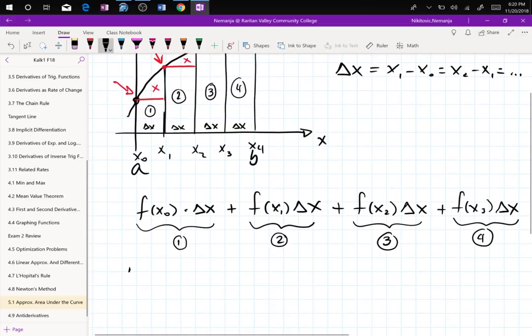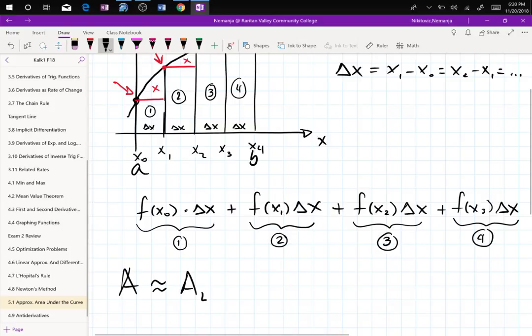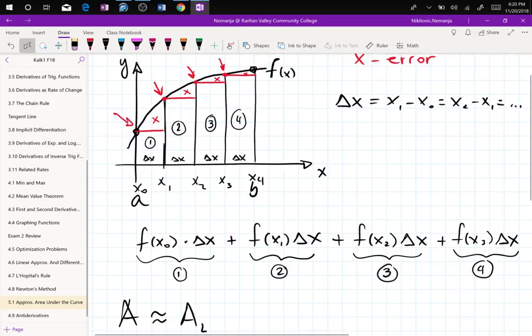Now you can quickly see that the true area is approximated by area L. I use L because it's the left rectangles. Why do I call them left rectangles? If you pick any one of these, say the first one over here, it has a point here and a point here. So you have a left and a right point, and you can draw your rectangle from the left or from the right. That's what left and right is all about.